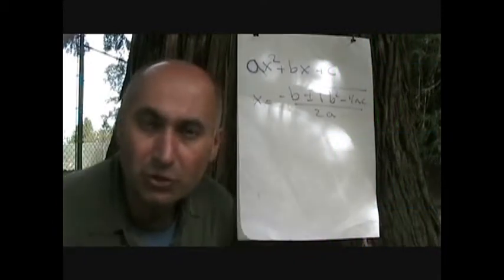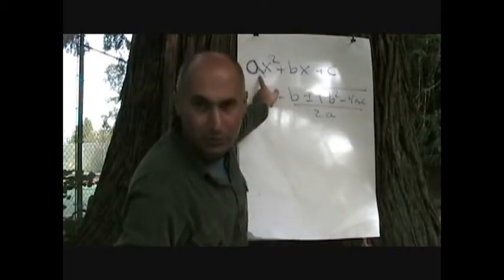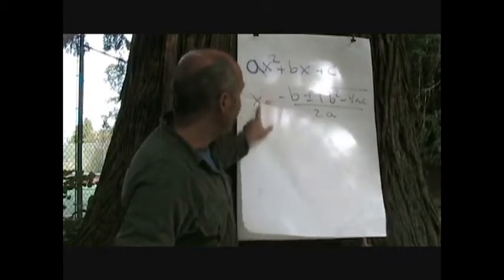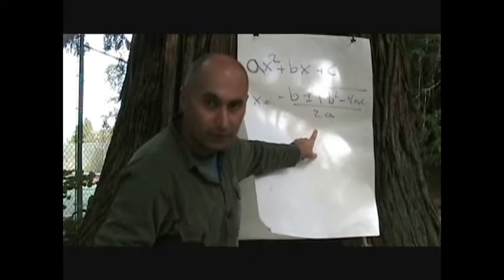Now, the terminology that you're basically going to encounter is, if you have a quadratic equation like this, ax squared plus bx plus c, you can factor this out as x is equal to negative b plus or minus the square root of b squared minus 4ac over 2a, right?